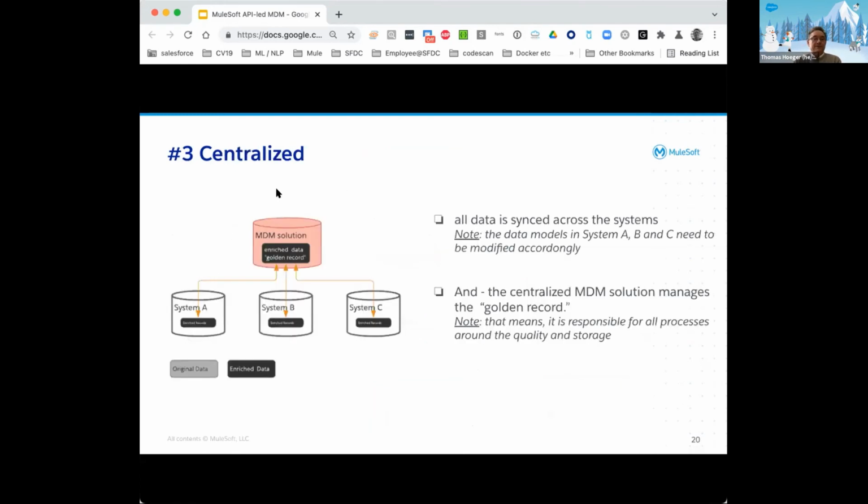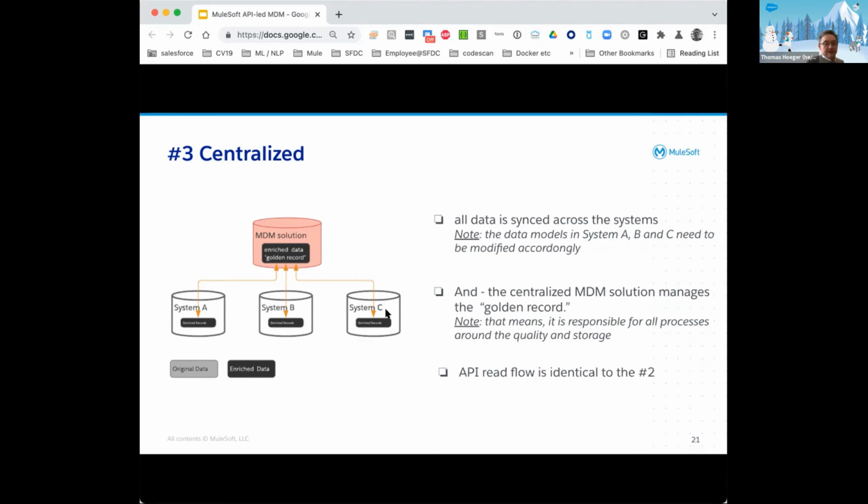Going to the next style, which is the centralized style. Centralized means basically we have a hub which has the golden record on its own, with all the things we discussed before. And in all the systems A, B, and C we have the full set of data as well. So they kind of mirror the golden record, and they somehow need to get there. This is the most invasive approach, because you need to change the data models here. There are some occasions where it makes sense, so that's why it's a valid pattern to be discussed.